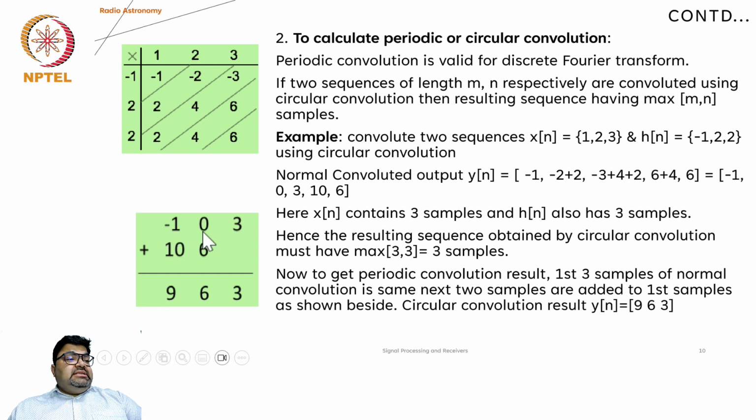So -1, 0, 3 and 10 and 6. For circular convolution, you write the first 3 and simply add the 4th one to the first one and the 5th one to the second one. In this process, the periodic convolution result becomes 9, 6 and 3, with a length of 3, which is as per the rule.